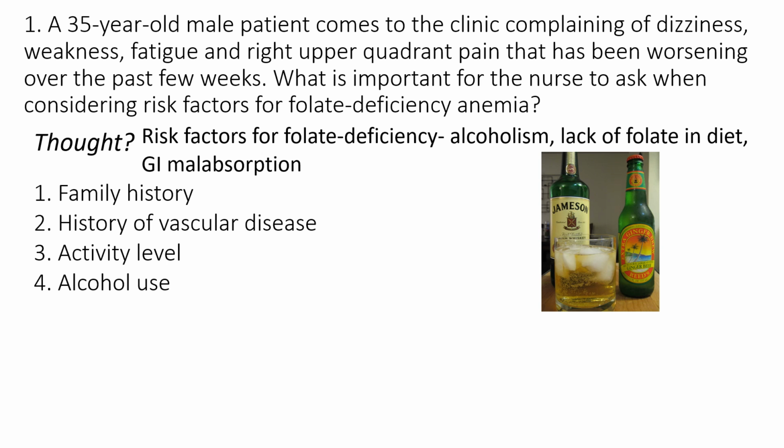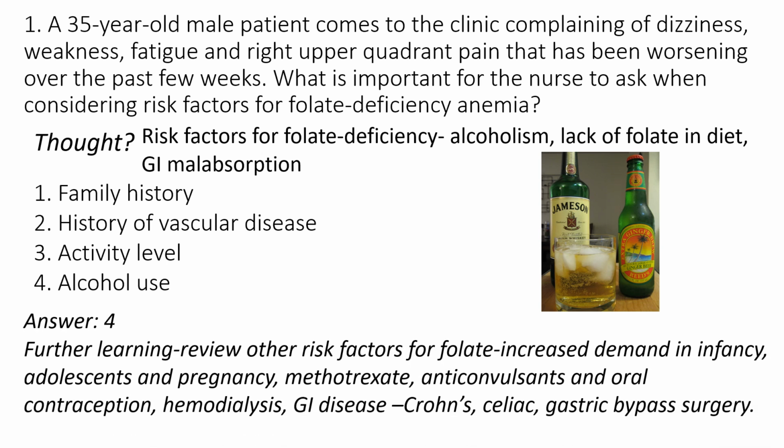And the answer here is number 4. In the question, he is complaining of symptoms of anemia, and then we also have that right upper quadrant pain, which links to liver issues. So the first risk factor I would want to be asking about is his alcohol use. And maybe I could also consider, if that answer wasn't there, does he eat enough folate in his diet, or does he have any GI issues that would stop absorption of that B9 vitamin? So the answer is number 4.